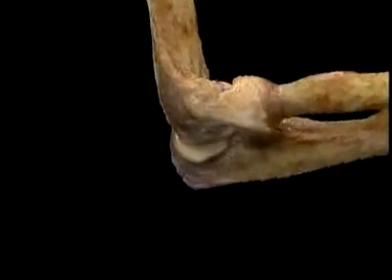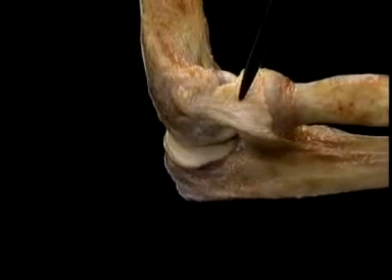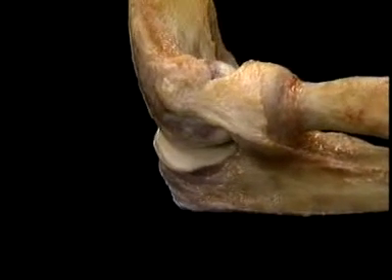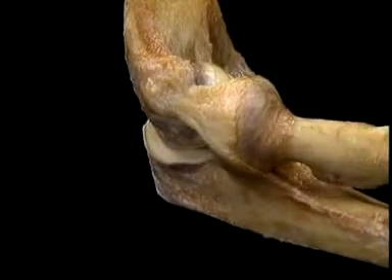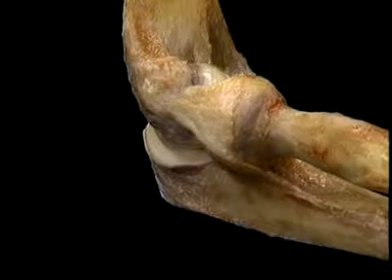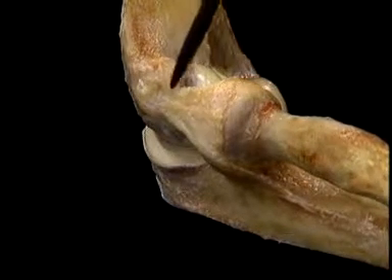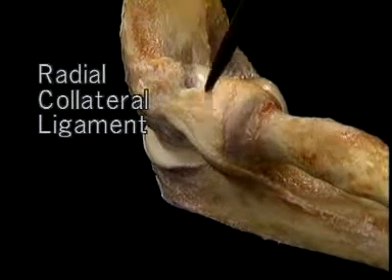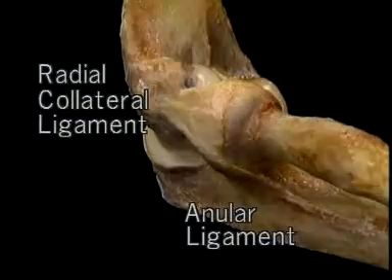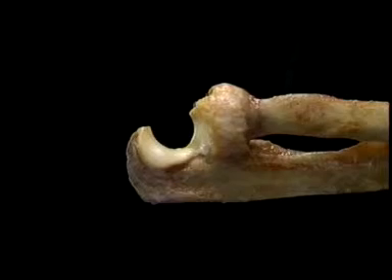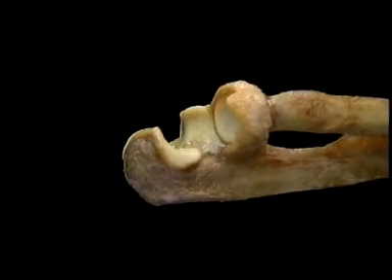The key structure to understand is this remarkable ligament, which not only holds the radial side of the elbow together, but also holds the rotating head of the radius in place against the ulna. It has two parts. This part is the radial collateral ligament. This part is the annular ligament. We'll take the humerus out of the picture for a minute to get a look at the proximal radio-ulnar joint.